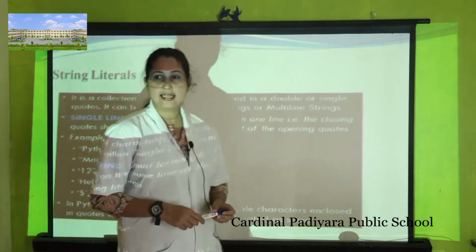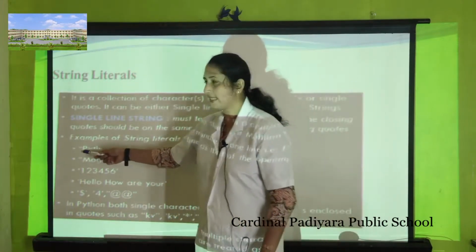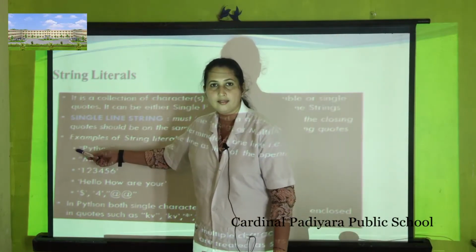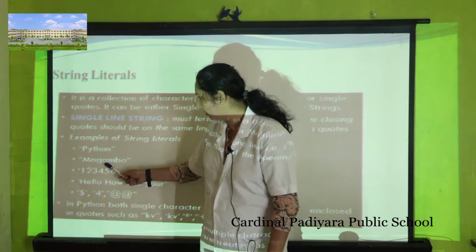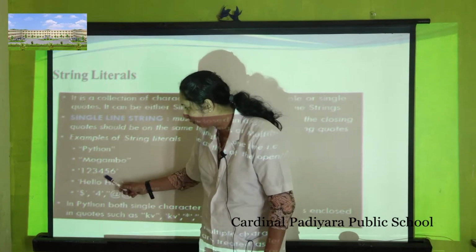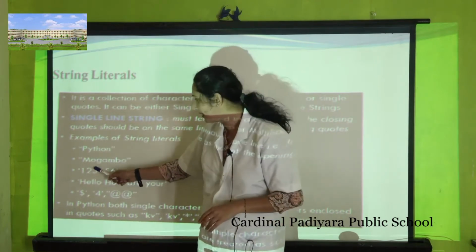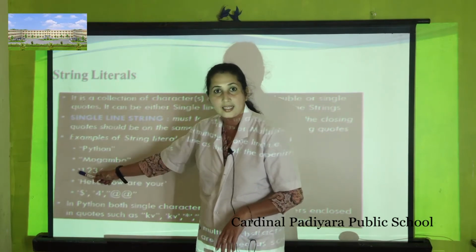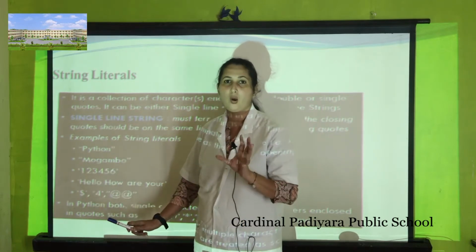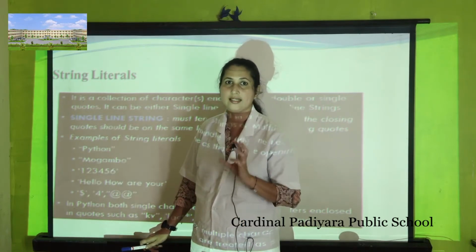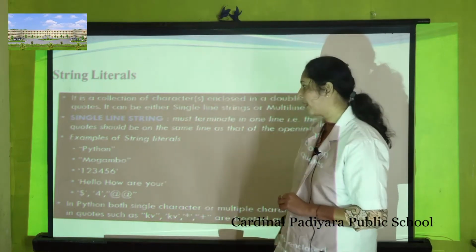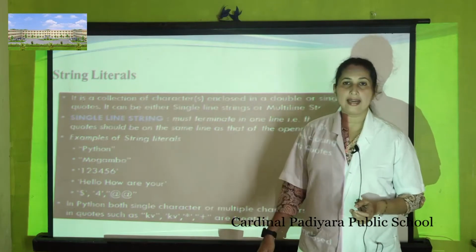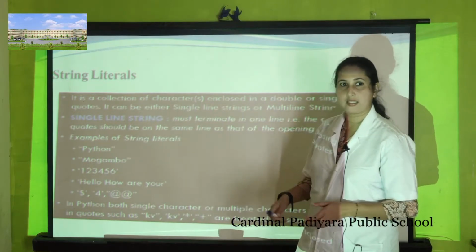Here we can see an example. Here Python is terminated on the same line. It is enclosed in double quotes. This is a string. 1, 2, 3, 4, 5 is not a digit here. It is considered a string because it is enclosed in single quotes. When a number or a digit is enclosed in single quotes, it is considered a string. Everything is terminated on the same line, so it is termed single line string literals.